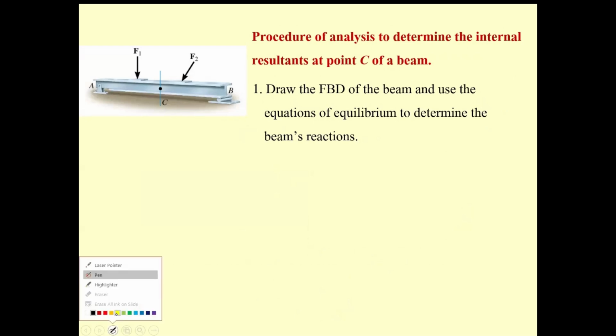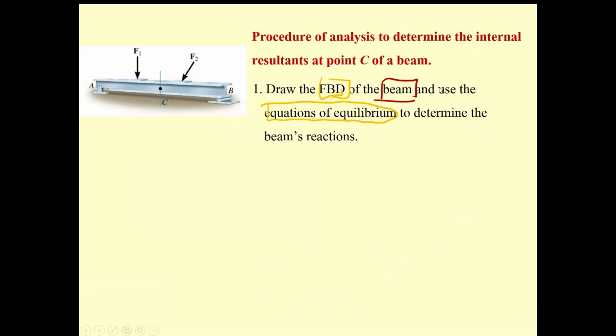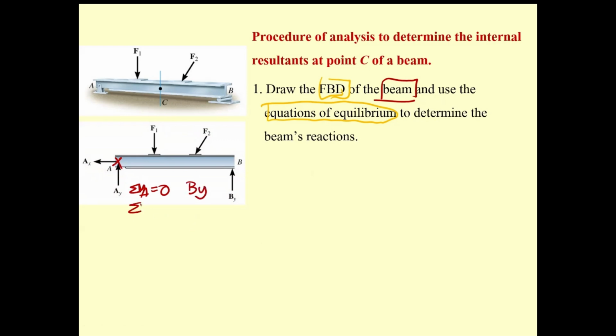Now, coming to the procedure, again, we start with the same thing. We draw the free body diagram, and then we use the equations of equilibrium that Ajahn has mentioned to determine the reactions. That's going to be the whole free body diagram of the beam. You can determine by what? Summation of the moment at A first equal to 0 to eliminate A sub x and A sub y. Then you will get B sub y. Then summation of F sub x equal to 0, you get A sub x. Summation of F sub y equal to 0, you get A sub y.